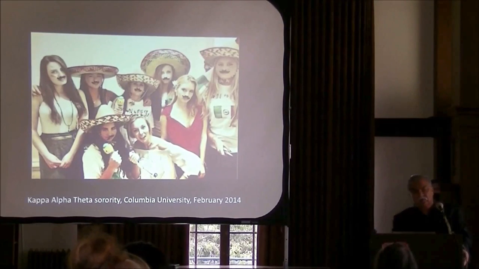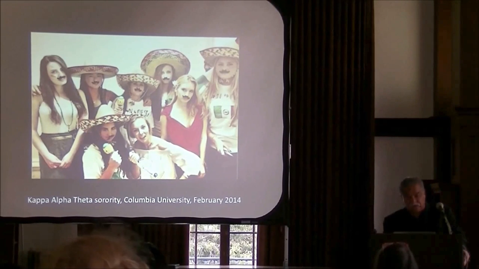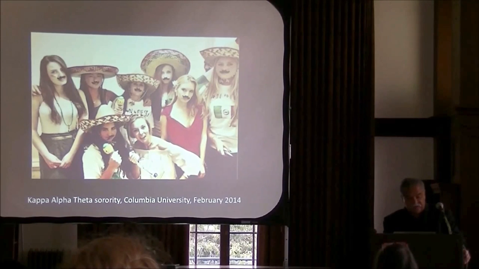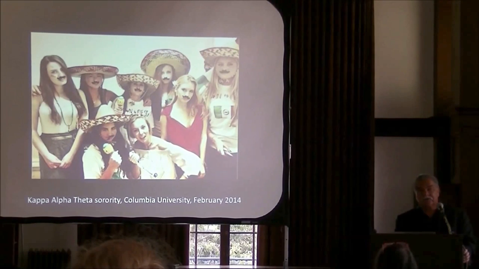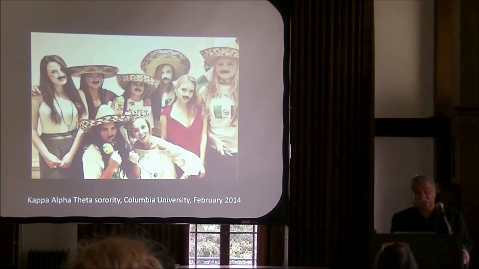These are some more examples, and we're seeing, unfortunately, more and more of these examples across the country. I'm going to do a couple of these. This is the Kappa Alpha Theta sorority at Columbia University in February of 2014. I think this was called a Mexican night or something like that. So these young women are trying to look like Mexicans, and I think when you read the blog post, act like Mexicans, whatever that means.